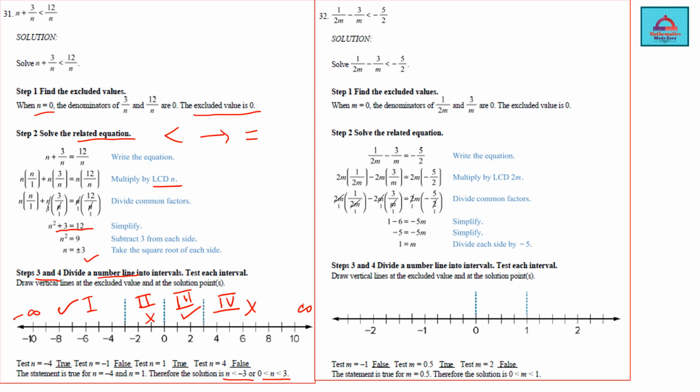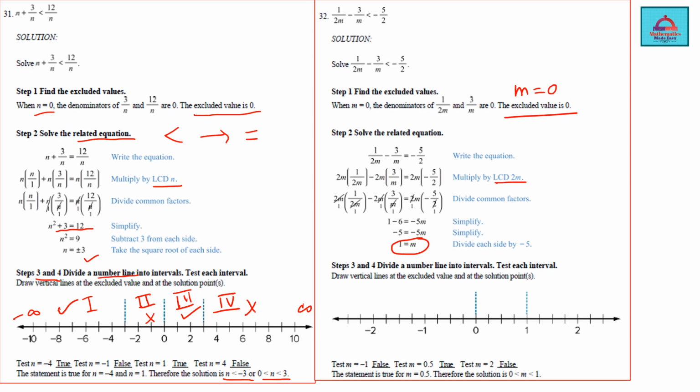Next is this one. Again, the steps are going to be same. So step 1, find the excluded value. Look at the denominator. There is only one value of m where the denominator is becoming 0. So m equal to 0 is the excluded value. Step 2 is to solve the related equation. So we are going to convert it from an inequality to an equation. Take the LCM, which is 2m, multiply, cancel the common factors, simplify, and the equation that you are getting is 1 minus 6 equal to minus 5m. Simplify, so m is going to be 1 from here.